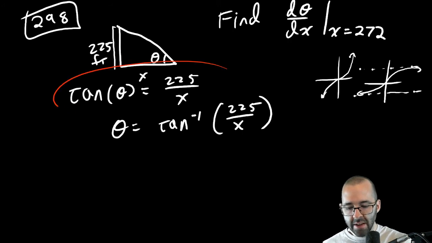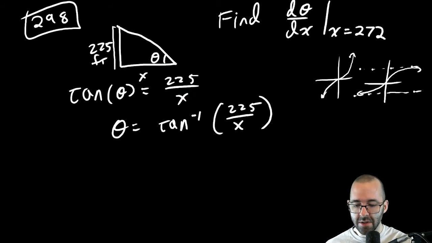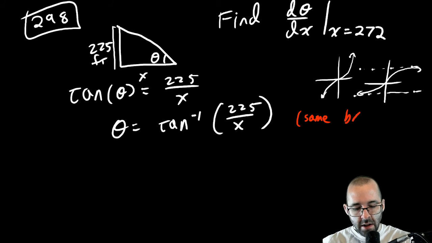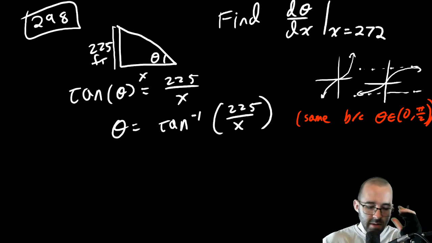So again, normally these are not the same. Normally they're related, but they're not the same because it has to take into account domain and range, if you remember from your trigonometry. But here they are the same because theta is acute, in the interval from 0 to pi over 2. It's in that open interval. It's not going to be either one of those.